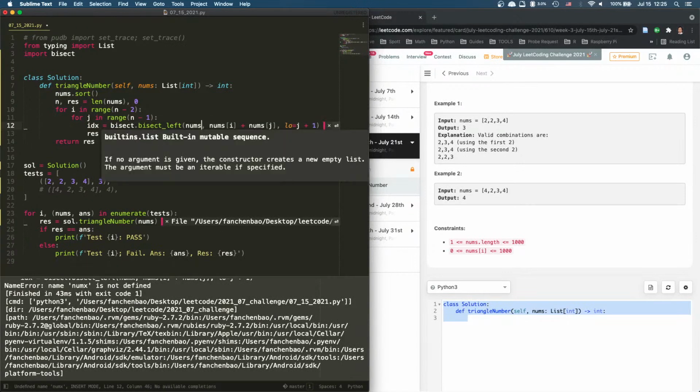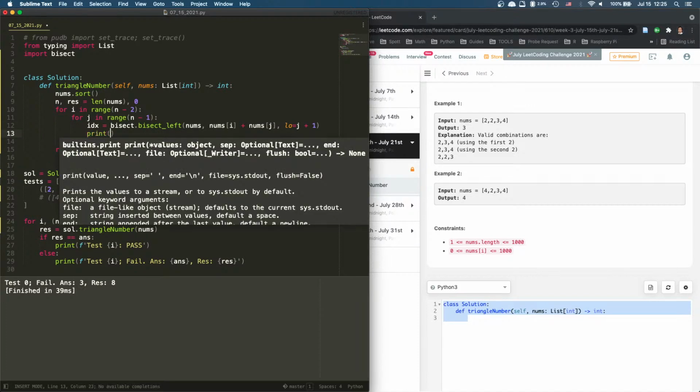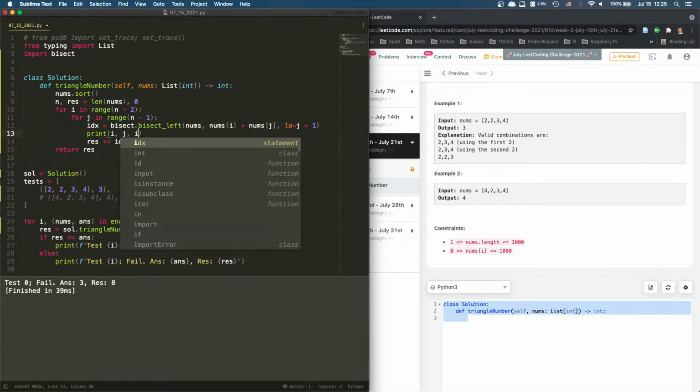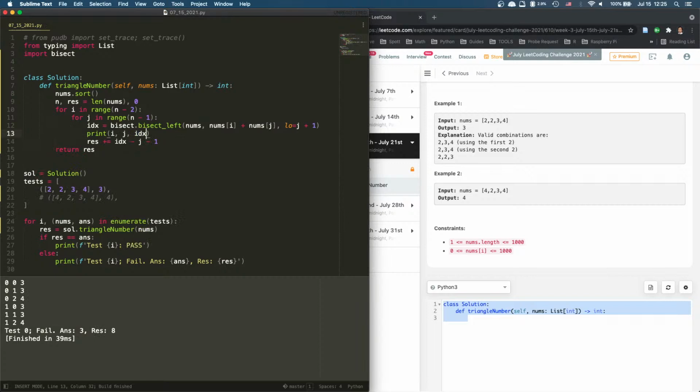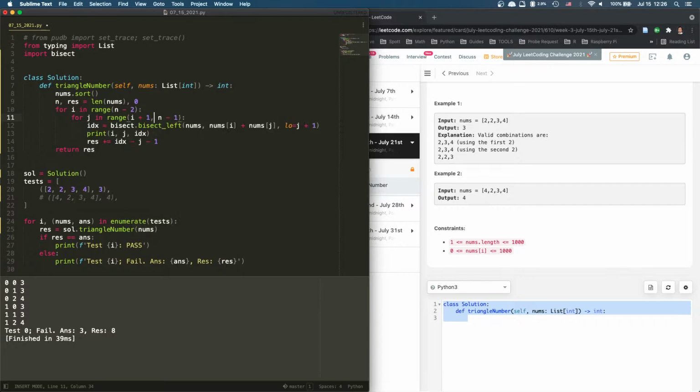There is no such thing as num(x). Result 8. Oh, this looks very bad. Hold on, let's see. Let's just print. The num is already sorted, right? So we're just going to print i, j, and index. So it's 3. Oh, j has to start from i. Actually, i plus 1. There we go. Alright.